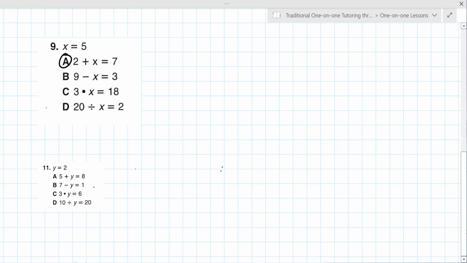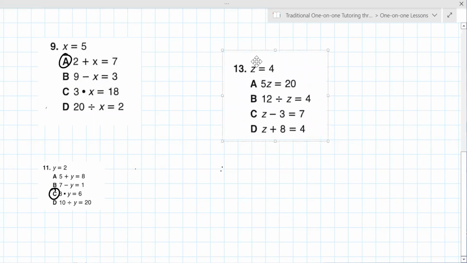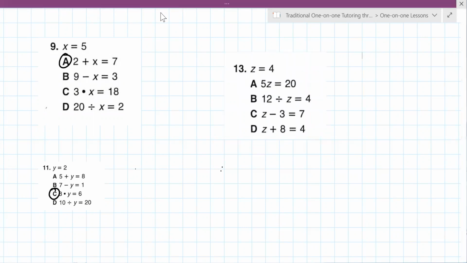C for number 11. Yeah, I agree, C works. And do number 13. A. Yeah, A is correct.